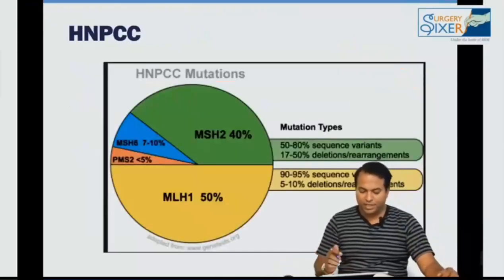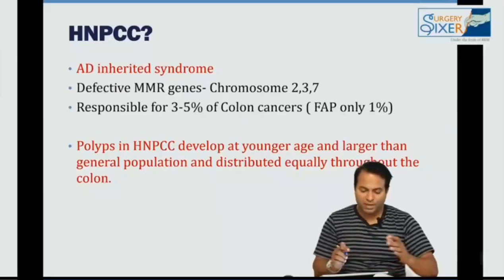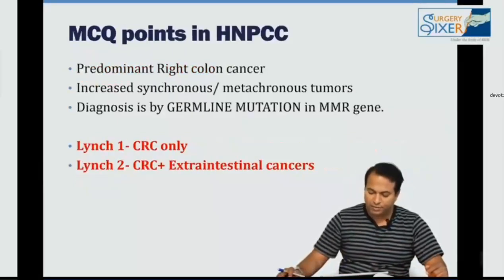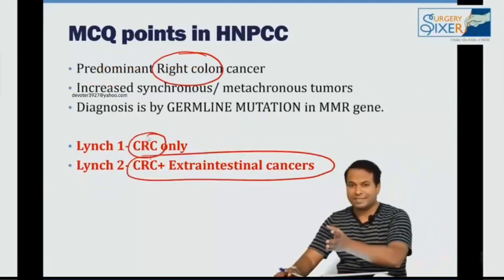This is HNPCC. MLH1, MSH2, MSH6 mutations are known as HNPCC. Please don't forget, they are autosomal dominant and responsible for 3 to 5% of colonic cancers, predominantly right-sided colon cancers. Lynch 1 means only colorectal, and Lynch 2 means colorectal plus extra-intestinal cancers.